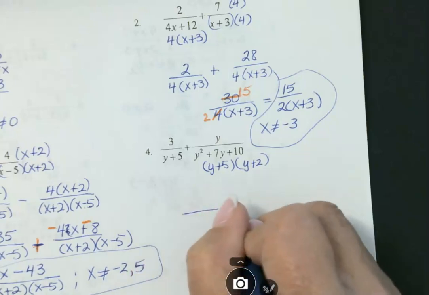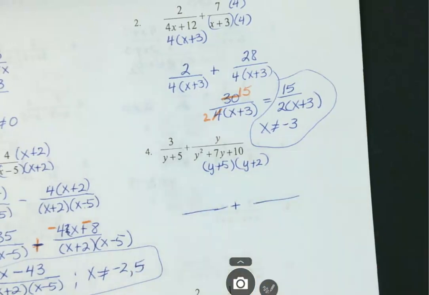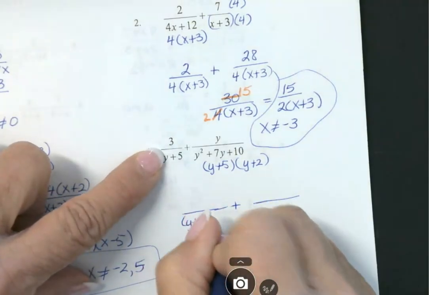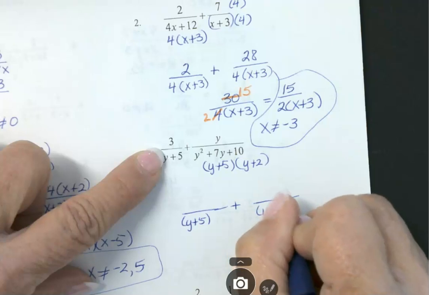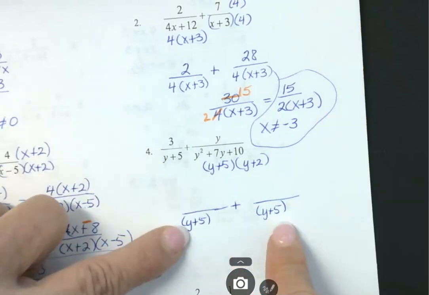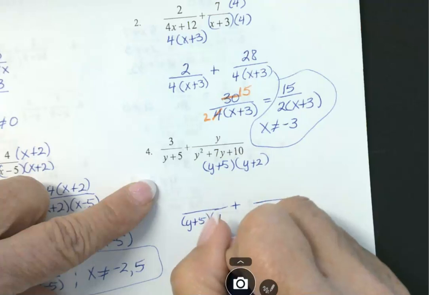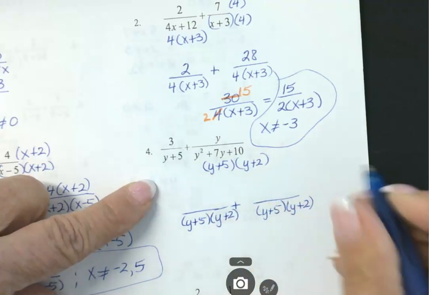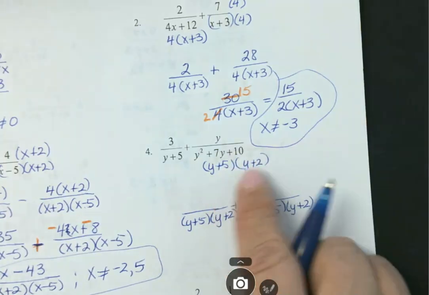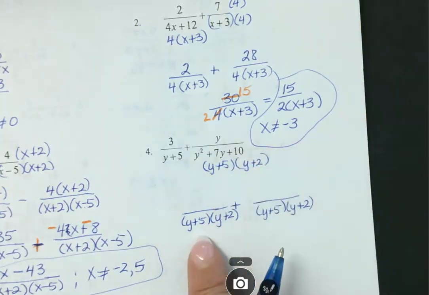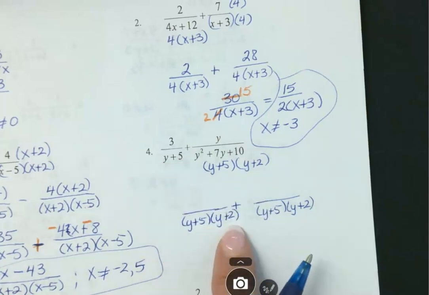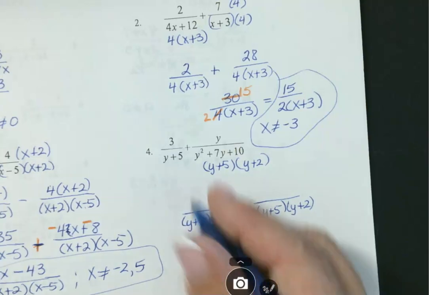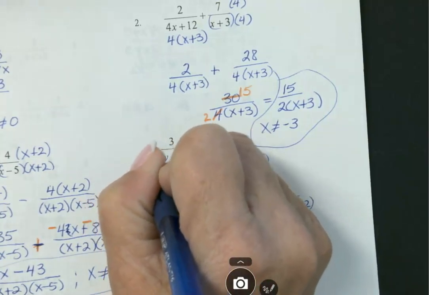So now when I come to get my common denominator, this one needs a y plus 5. Well, I've already got it. This one also needs a y plus 2. So again, you don't need to repeat the factor unless it occurs twice over here. If it occurs twice, then it has to be here twice. But if it only occurs once, it only needs to be down here once. Okay, so again, I've got the y plus 5. I need the y plus 2.